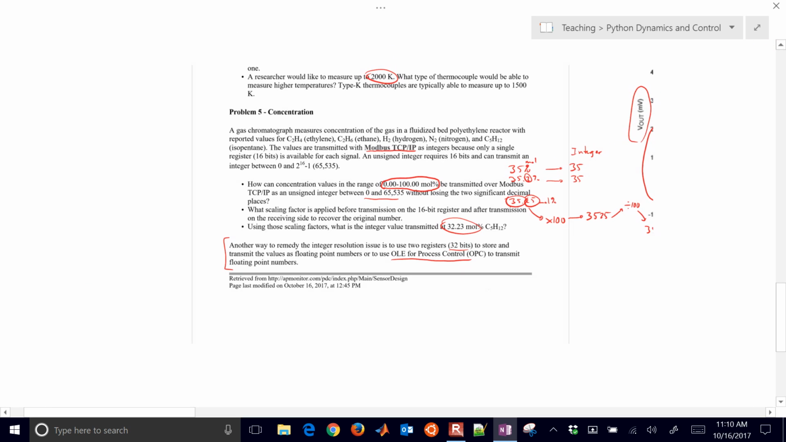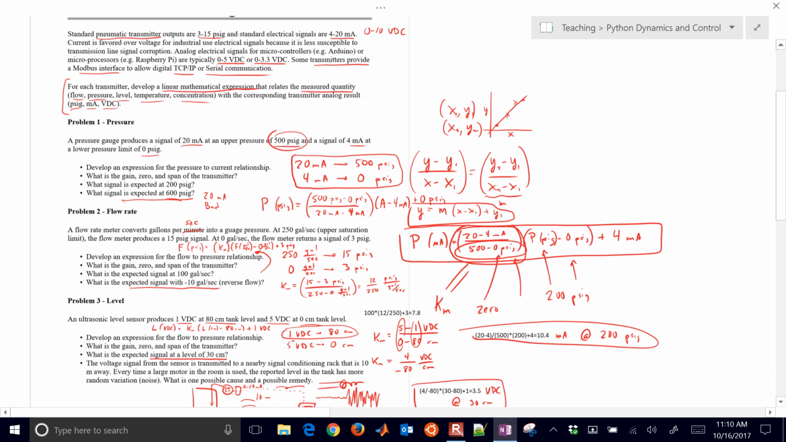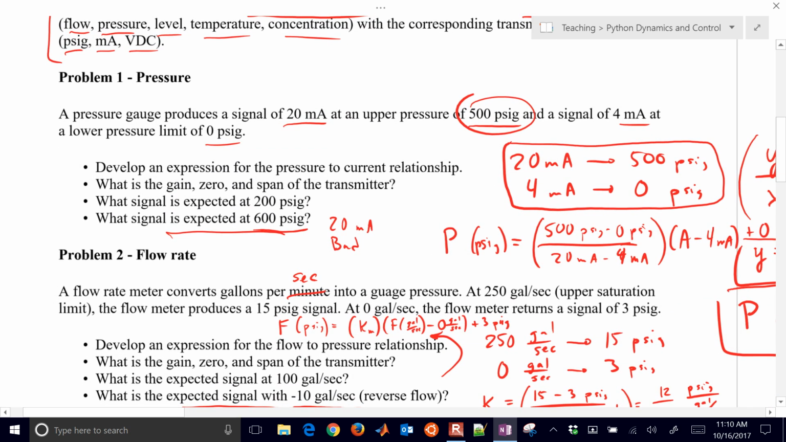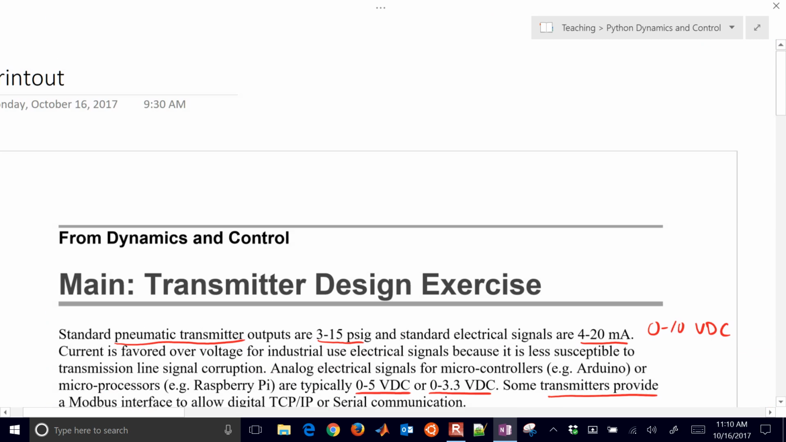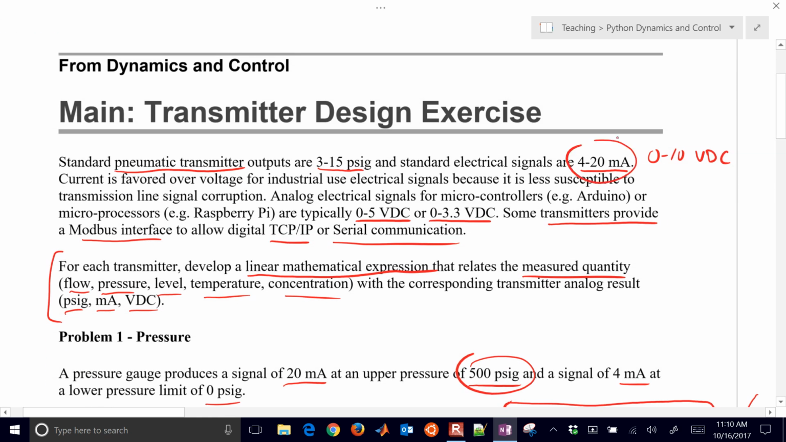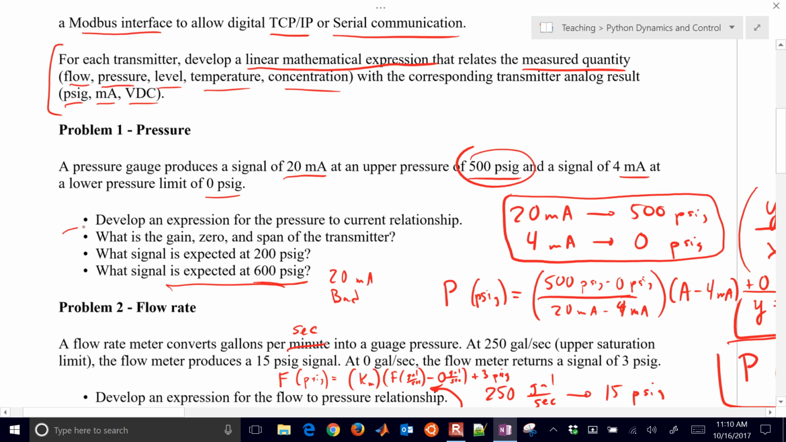So just to give an overview of what we just covered in this exercise on transmitter design with several cases here: pressure, flow rate, level, temperature, and concentration. The main thing to remember is that 4 to 20 milliamps is very common. For pneumatic signals, it's typically 3 to 15 psig. And for each sensor, you ought to be able to express what the gain, zero, and span of the transmitter is, and also develop an expression for, in many cases, just a linear expression between the actual measurement that you're trying to sense, and the signal that it produces.